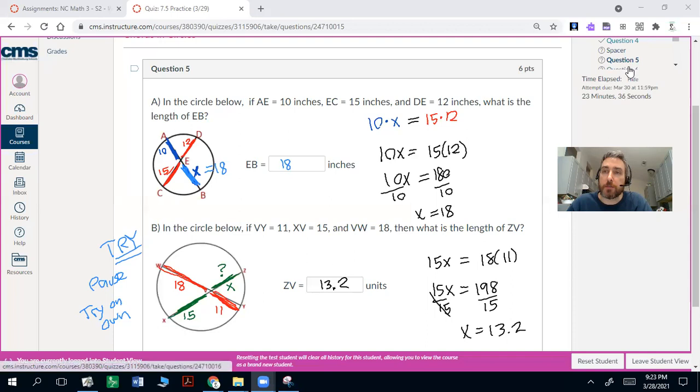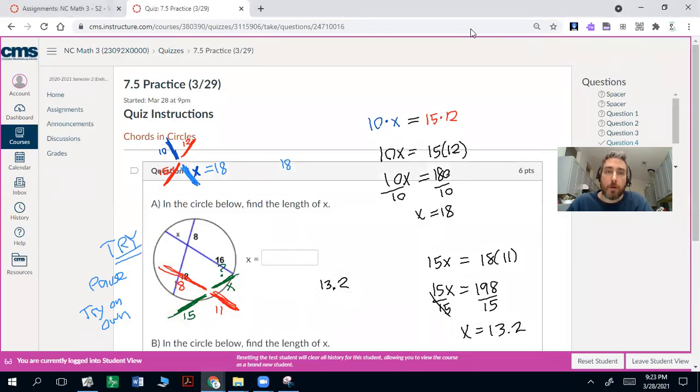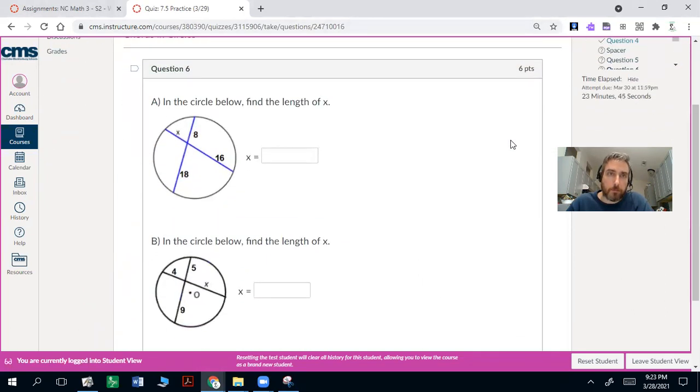All right, let's look at number 6. Okay, this one's very, very similar. So I think I'll let you try this one on your own, and you can check in class with me. So try it on your own by watching the examples that we went over.